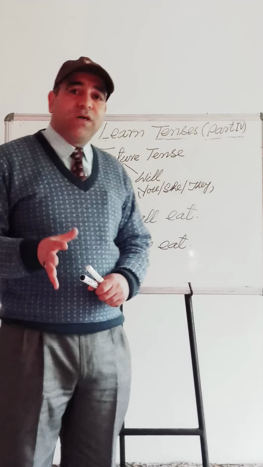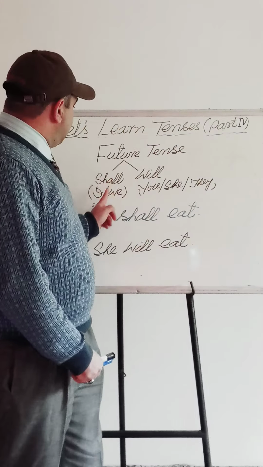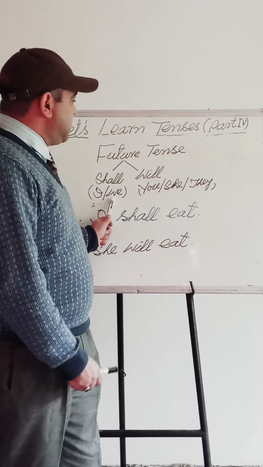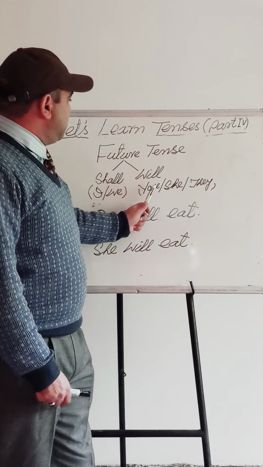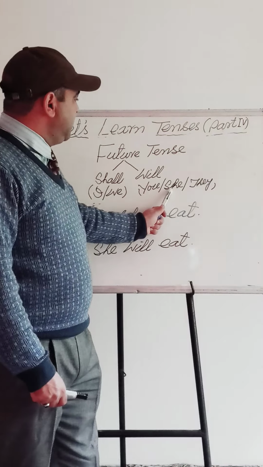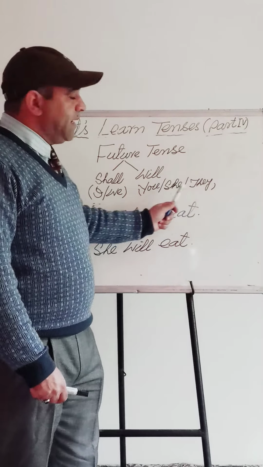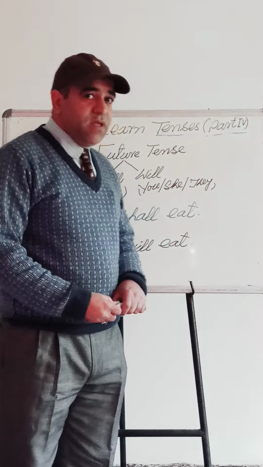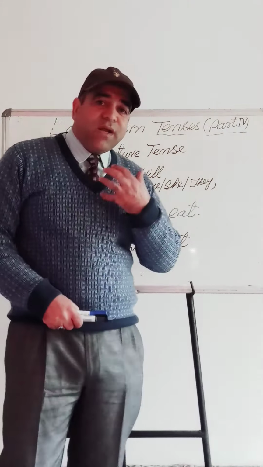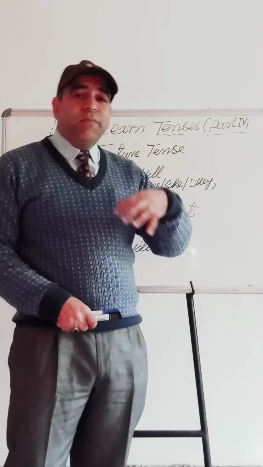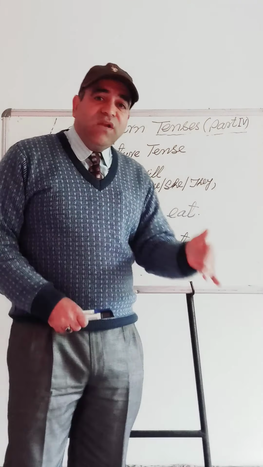Both are modal auxiliaries. Shall is used with I, we, first person. Will is used with you, he, she, it, and they. That means second person and third person. We know that after a modal auxiliary, it is mandatory to use the infinitive form of the verb.